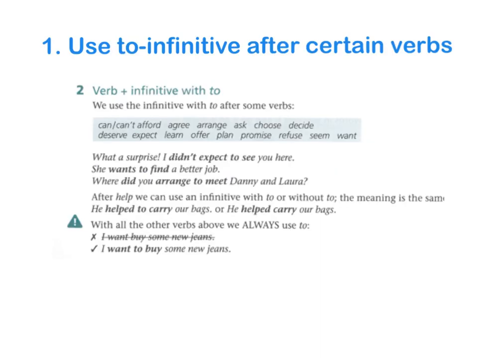So now here comes to infinitive. Same as gerunds, we use to infinitive after certain verbs. You have to memorize these words. So whenever we see these words, we need to use to infinitive. For example, I didn't expect to see you. She wants to find a better job. Where do you arrange to meet? Okay? So we need to use to infinitive for these words. Memorize them. But if you see the word help, it's okay to use to infinitive or bare infinitive, which means no to in between. It's okay. All right, but for others, remember to infinitive.